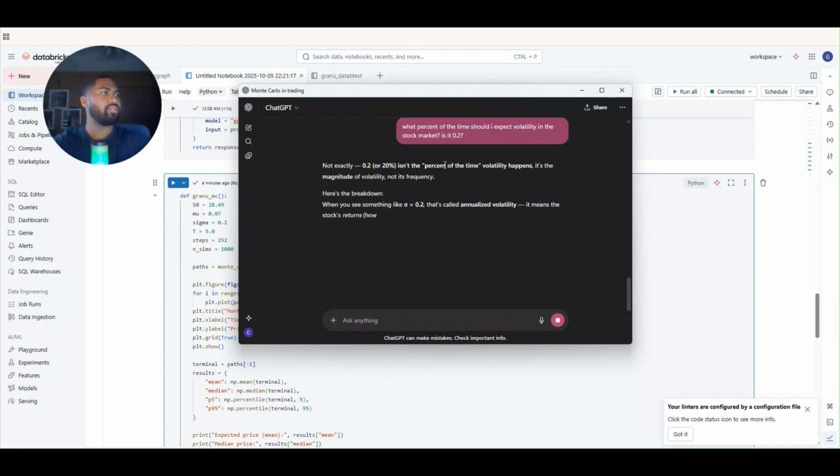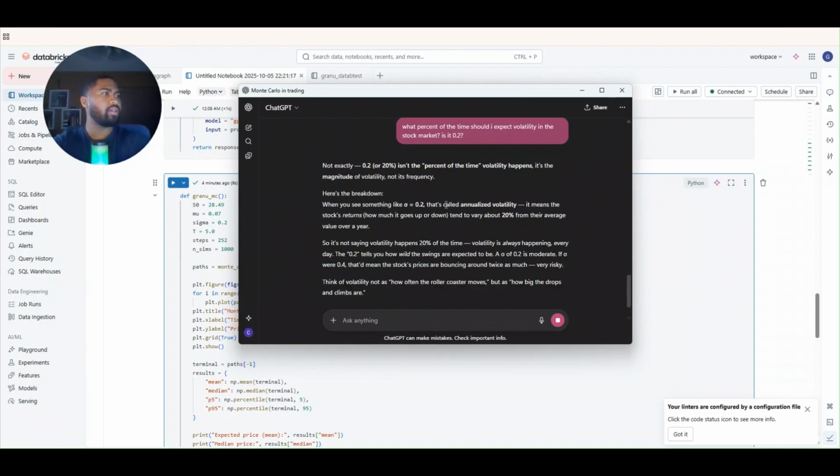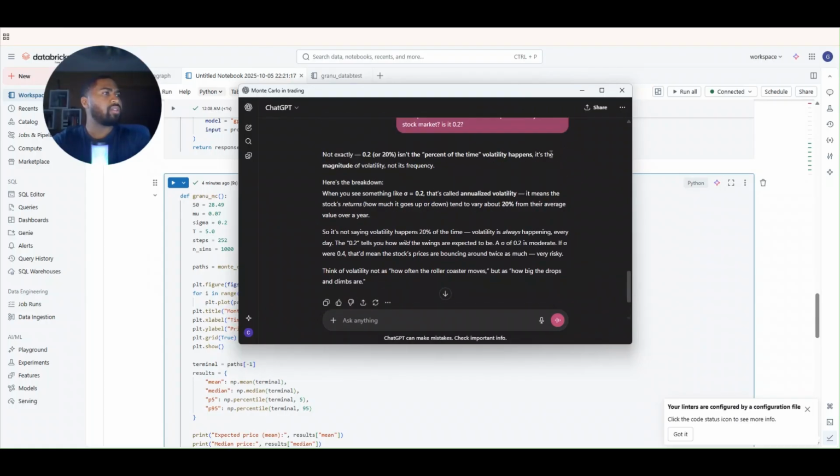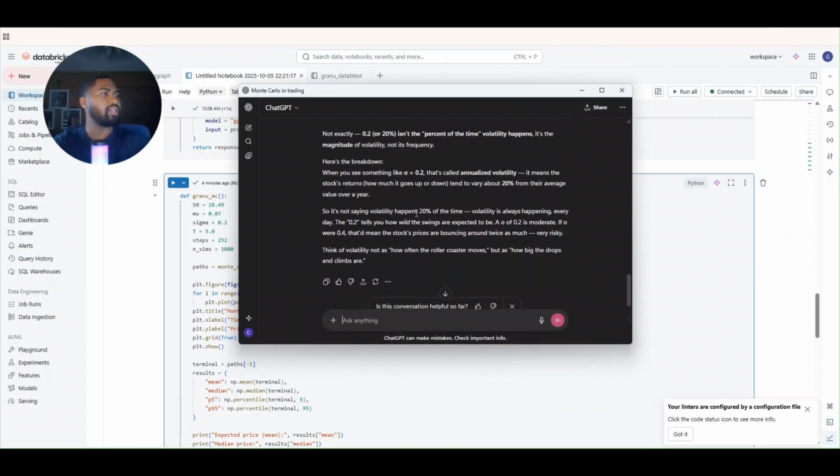Not exactly 0.2. Here's the breakdown. It isn't the percent of time volatility, it's the magnitude of volatility, not its frequency. When you see something like that, it's called annualized volatility. It means how much the stock's returns, how much it is going up or down, tend to vary. It's not saying the volatility happens 20% of the time. Volatility is always happening every day. The 0.2 tells you how wild the swings are expected to be.